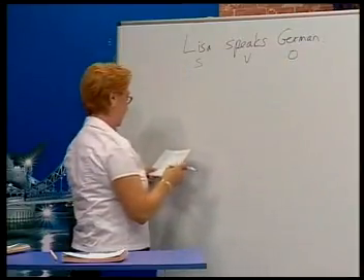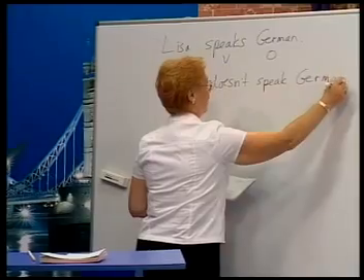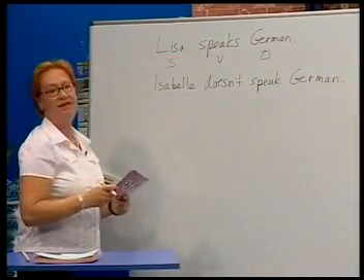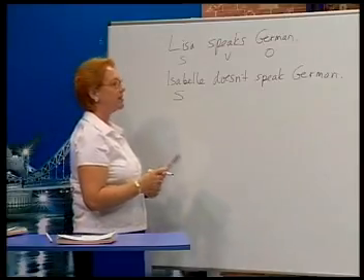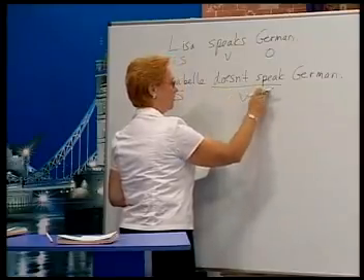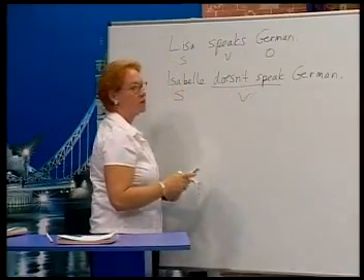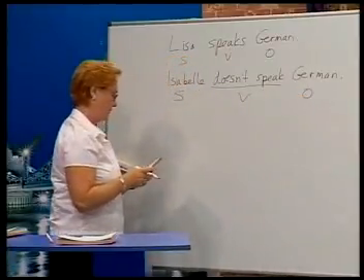Okay, here's another sentence. Isabel doesn't speak German. Okay, here we go. Isabel, what is the subject? Isabel. Okay, Ali, what's the verb? Doesn't speak. Yes, this is the verb, two words. And Lisa, what is German? The object. Yes, good. Okay, one more.